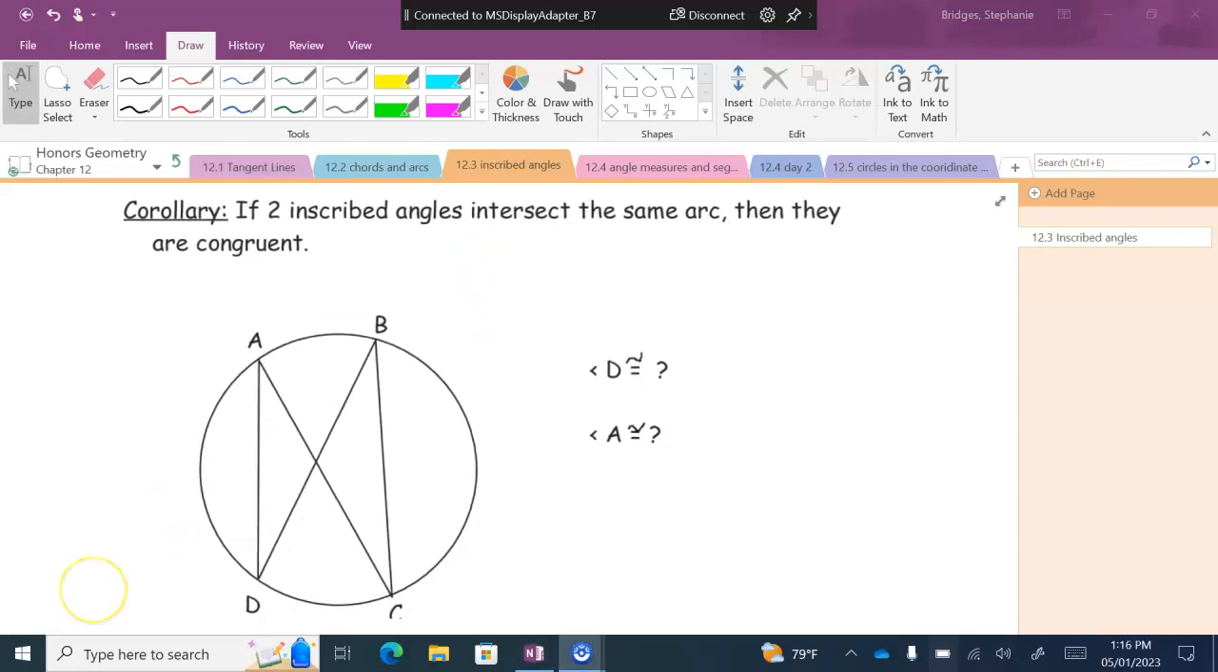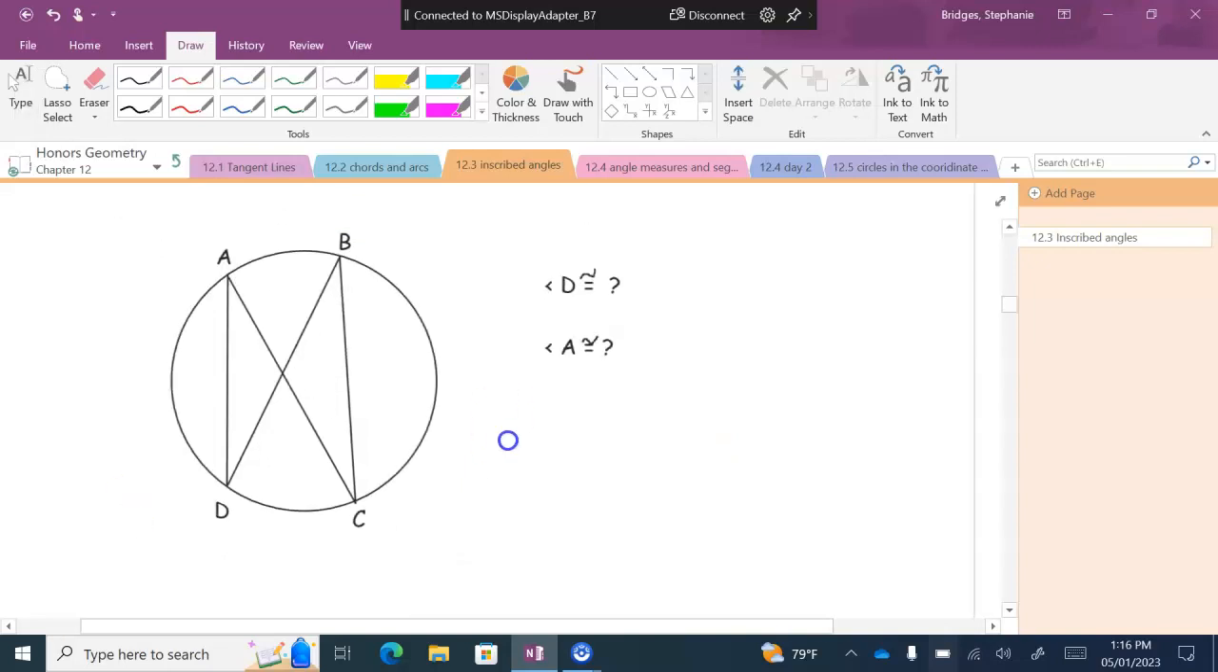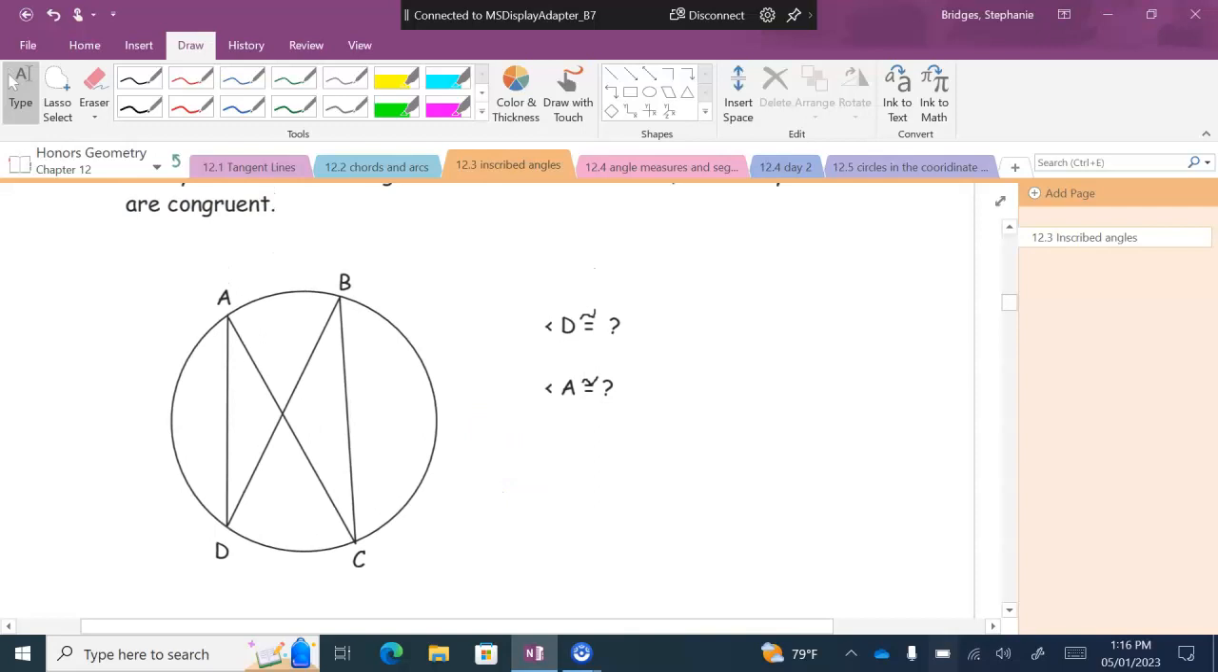Take a minute. I'm going to move it up in just a second, but I want to read this corollary. It says, if two inscribed angles intersect the same arc, then they are congruent. Okay? So you have technically four angles in this picture, if I can get it to move. You have angle A, angle B, angle C, and angle D, yes? Okay, so I'm going to outline angle A.